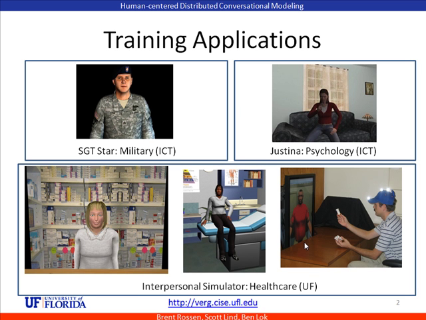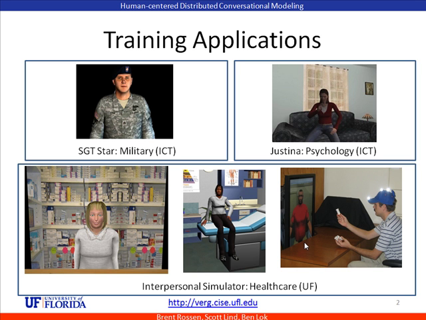Here's a few examples of some virtual human characters. On the upper left is Sergeant Starr, who is used for military recruitment. On the upper right is Justina, who is used for training psychology students. And these are both developed at ICT at USC. And at the bottom is a few examples of characters in the interpersonal simulator. The interpersonal simulator is actually the project that we work on at the University of Florida, and we use it for training healthcare students at Medical College of Georgia and the University of Florida.